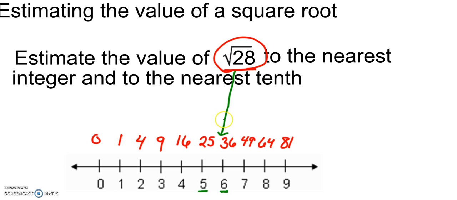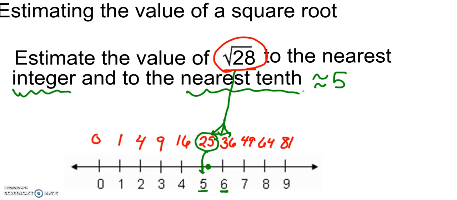Which one is 28 closer to? Is it closer to 25 or is it closer to 36? Well, 28 is only 3 away from 25, but it's 8 away from 36. So it's going to be closer to 25, which means it's going to be somewhere here. So I'm going to estimate that to approximately 5. That's to the nearest integer, but now it wants me to estimate it to the nearest tenth. And that's going to take a little bit of math.